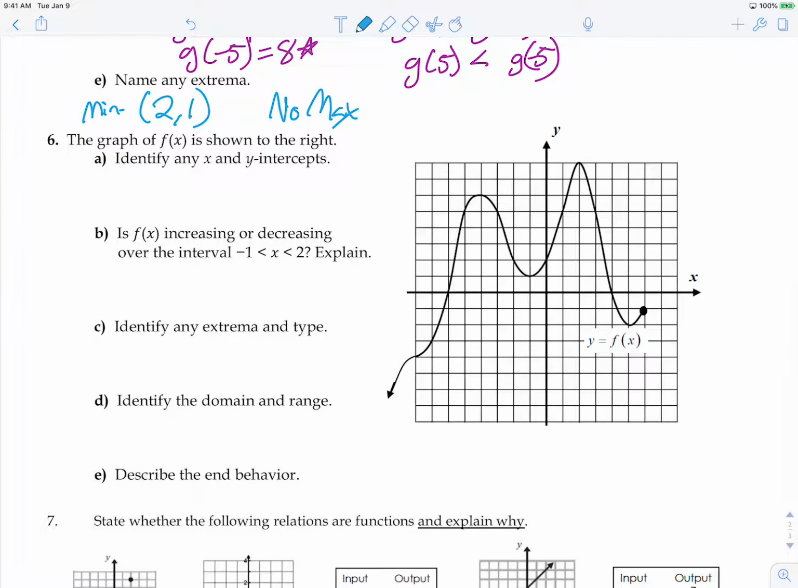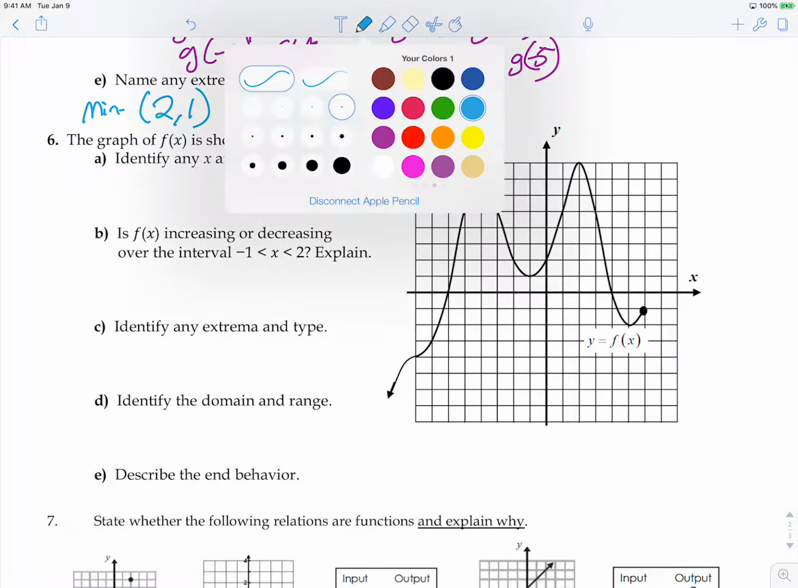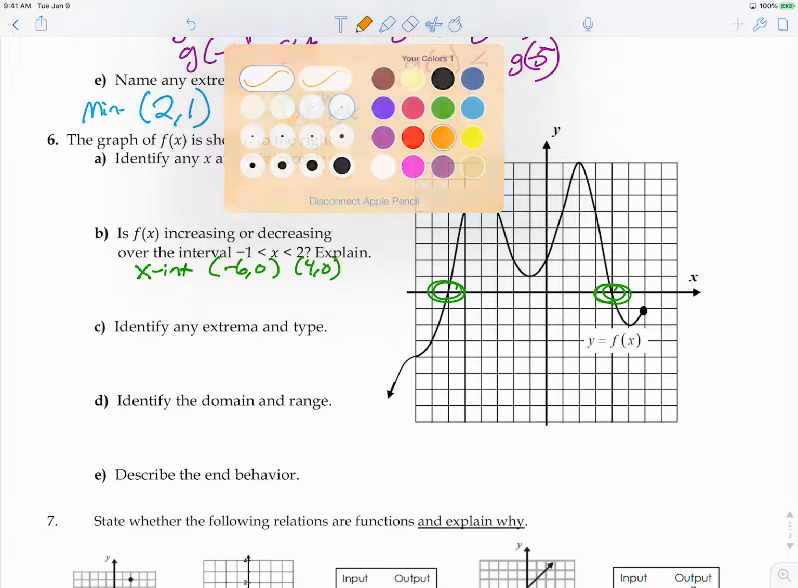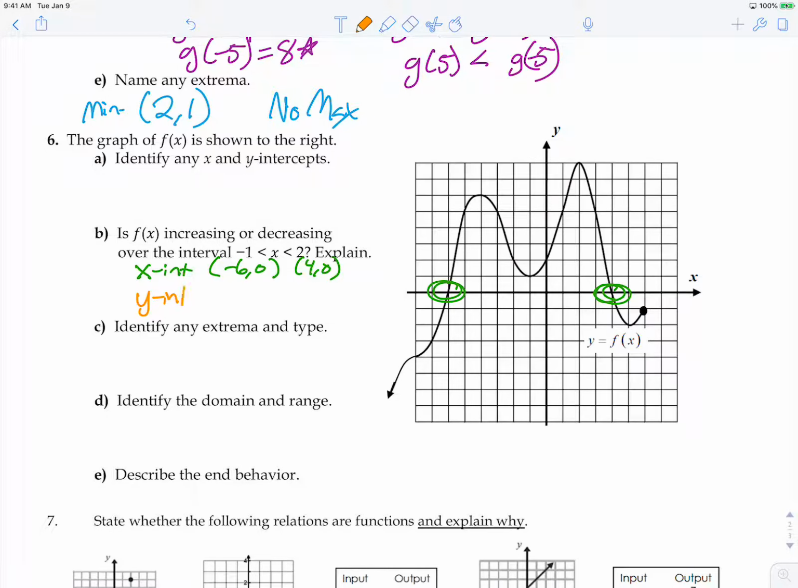Okay, next one. We have this lovely graph here, an arrow on the left-hand side, but a solid dot on the far right. If you find your x and y intercepts, it's where it's crossing the x and y axis. The x intercepts are at negative 6, 0 and 4, 0, which is right here and right there. Just write your coordinates. And the y-intercept is at 0, 2, which is right there.